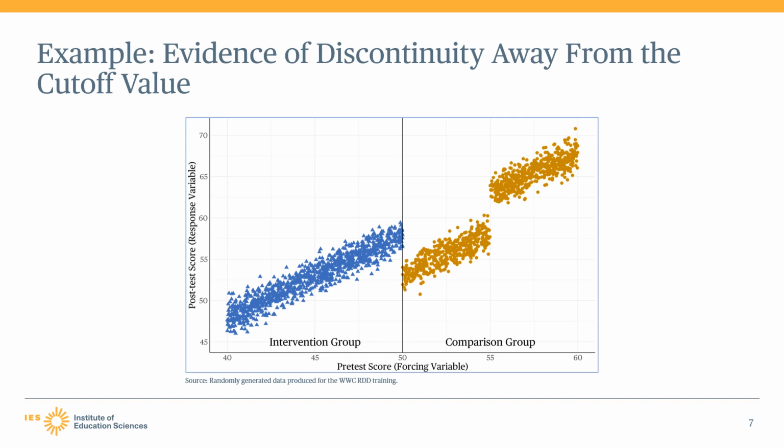Although we still observe a discontinuity in the outcome forcing variable relationship at the cutoff value of 50, there is now also a clear discontinuity observed at the value of 55 on the forcing variable. In this example, if that discontinuity observed at the value of 55 of the forcing variable was larger than 2 times the standard error of the intervention impact estimated at the cutoff, and if the authors do not provide a satisfactory explanation of this discontinuity, then such a study would not satisfy RDD criterion 3A.